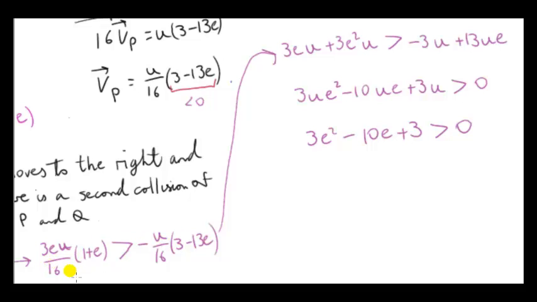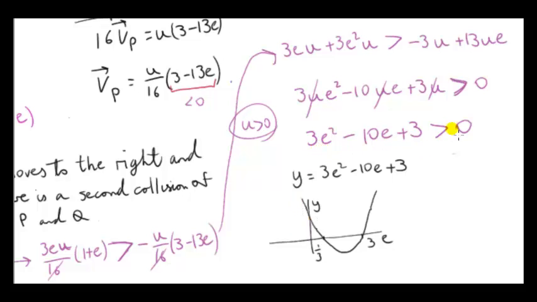So we can multiply both sides by 16 because 16 is a positive number. It won't affect the direction of this inequality. Now we get a quadratic inequality in e, and we can divide this quadratic inequality by U because U, remember, is a positive number, so it won't affect the direction of this inequality.